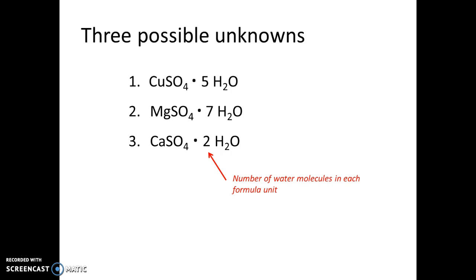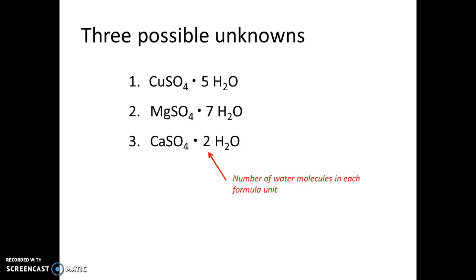So for example, in the case of the first hydrate, for every 1 copper ion, I have 5 water molecules. And that's what the number in front of the H2O represents, the number of water molecules in each formula unit of the hydrate. To identify your unknown as one of these 3 possibilities, your strategy is to measure the percent water of the hydrate.